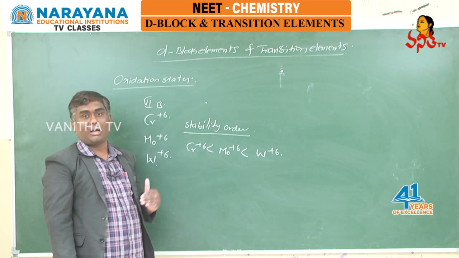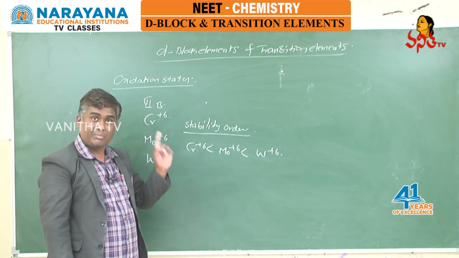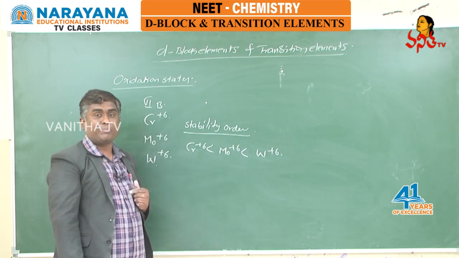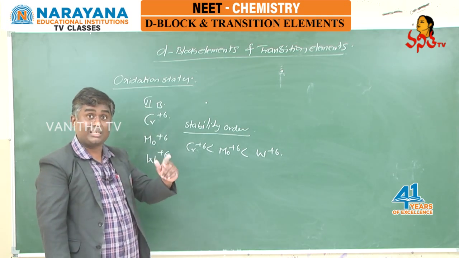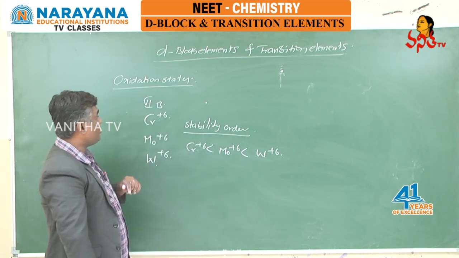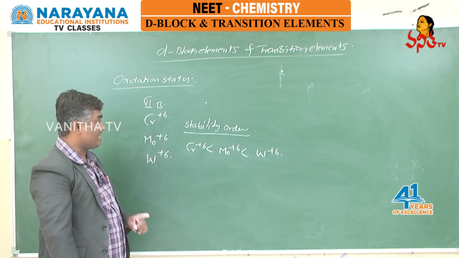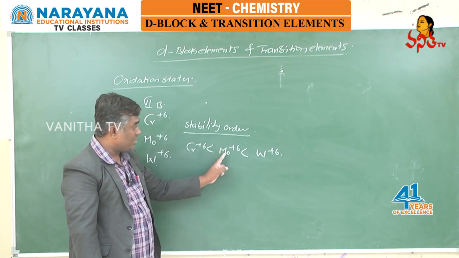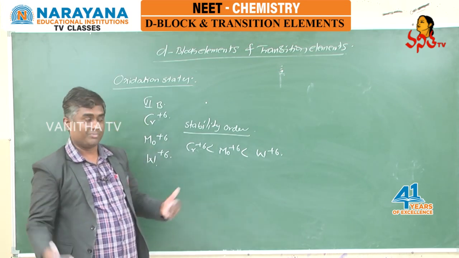This is exactly opposite, exactly contrary to P block elements, because in P block elements, because of the inert pair effect, down the group the stability of the highest oxidation state decreases, whereas in D block elements down the group the stability of the highest oxidation state increases. We can say chromium +6 to molybdenum +6, molybdenum +6 to tungsten +6, stability is increasing, right?